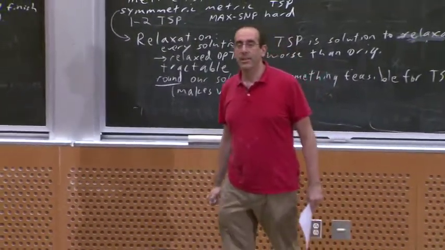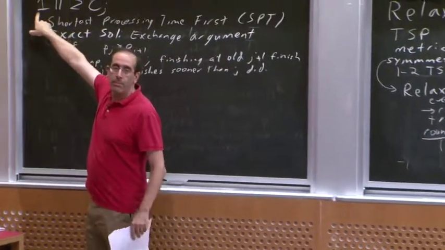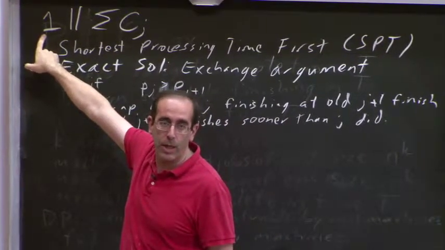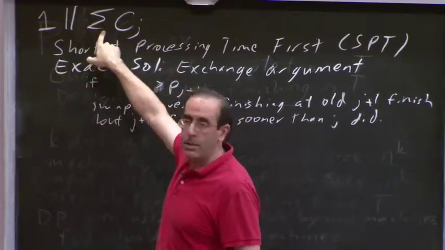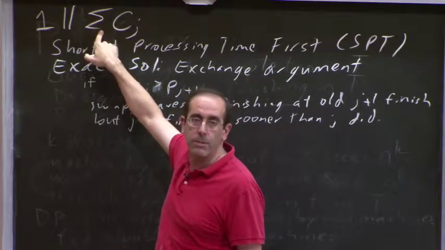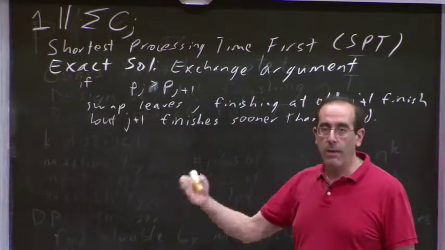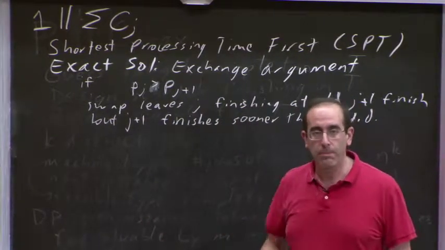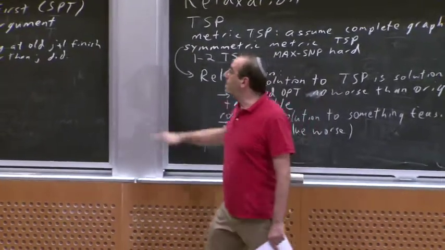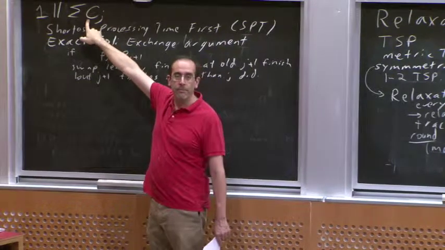Can you repeat the problem statement? Yes. The problem statement here is that I have one machine, a set of n jobs with different processing times, Pj, and I want to minimize the sum of completion times, which is also the average completion time of all the jobs. So I need to figure out an order in which they're going to run on this one machine, and I add up when all of them finish, when they run in that order. Because I'm looking at the sum of completion times and not the maximum completion time.